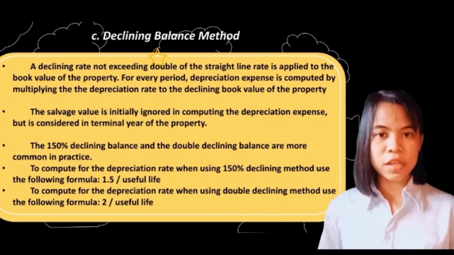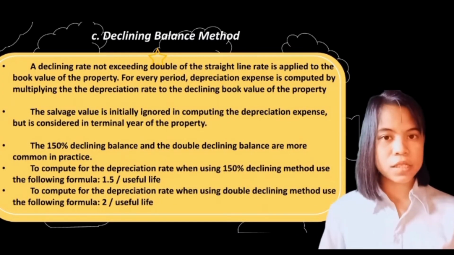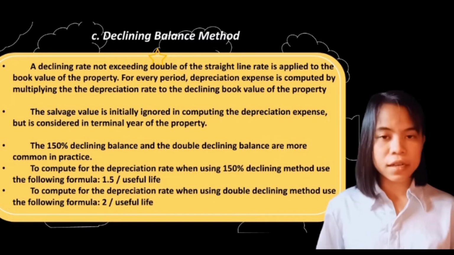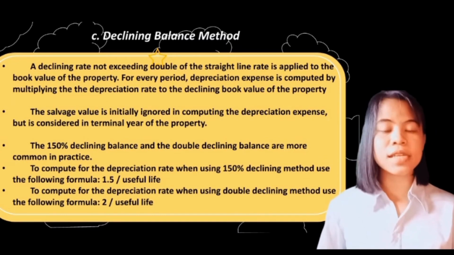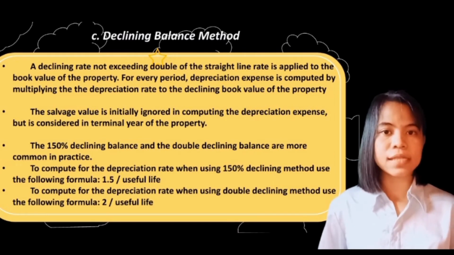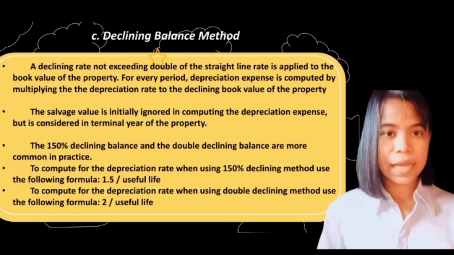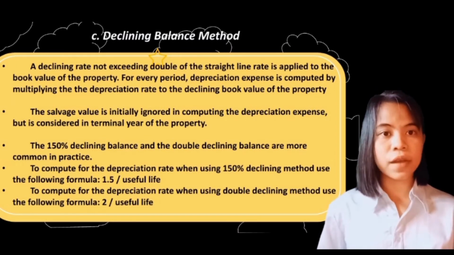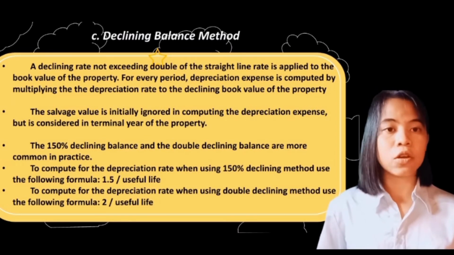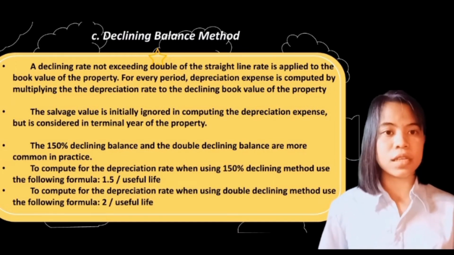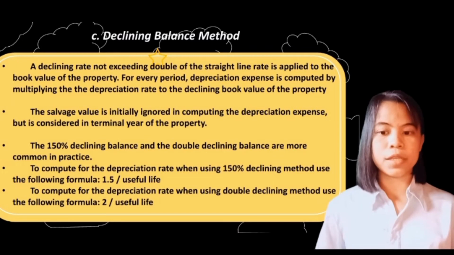Declining balance method. Under this method, the depreciation is computed by applying a fixed rate on the asset carrying amount. Note, it's the asset carrying amount, not the asset depreciable cost. Also note that in declining balance method, the salvage value is initially ignored in computing the depreciation expense, but it is considered in the terminal year of the property.